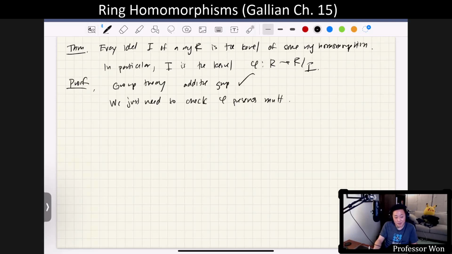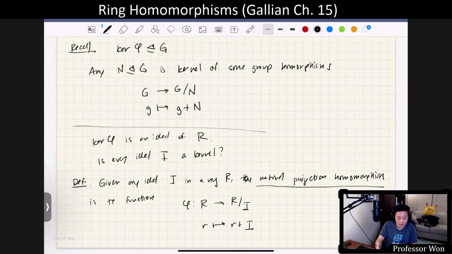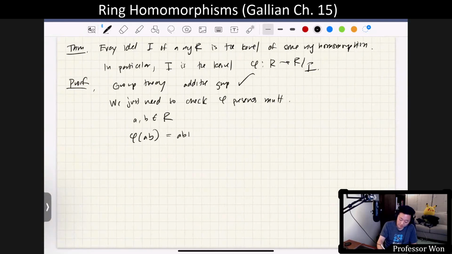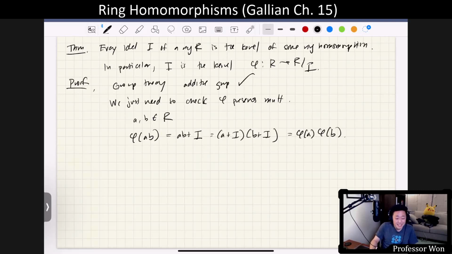But this is basically because the definition of multiplication in the quotient is well defined, right? So if a and b live in R, I'm interested in phi of ab. Well, what is phi of ab? Phi just sends ab to ab plus I. It's the natural projection. It sends it to the coset of I represented by ab. But we showed that multiplication in the quotient ring is well defined. This is just the product of a plus I and b plus I. That's by all of our work on quotient rings. And of course, that is just phi of a times phi of b. This shows that the natural projection homomorphism is a ring homomorphism because it's a group homomorphism that preserves multiplication. And it's clear that the kernel is exactly I, and so we've shown that every ideal arises as the kernel of some ring homomorphism.